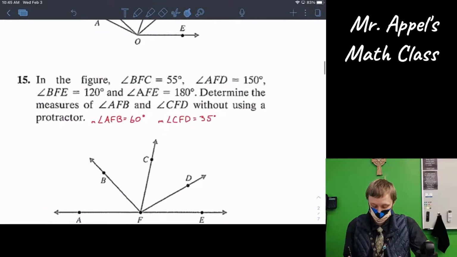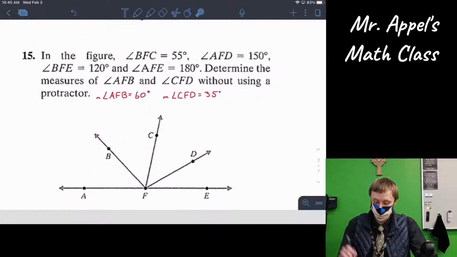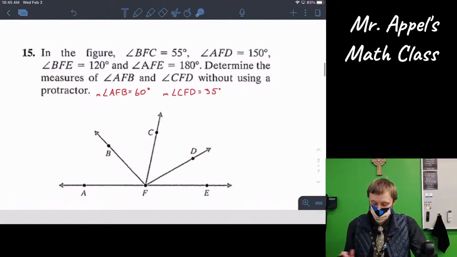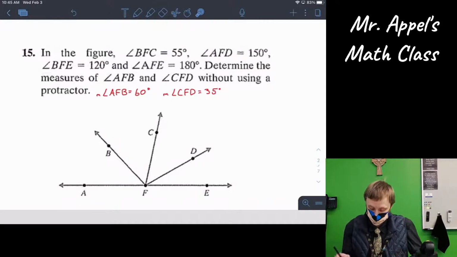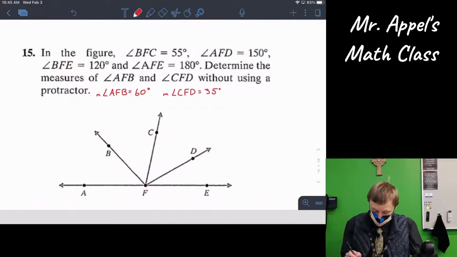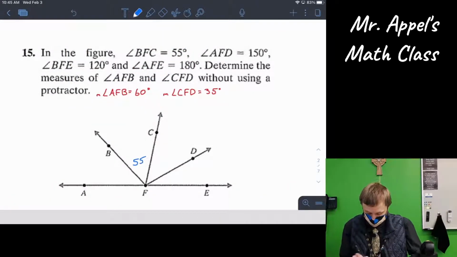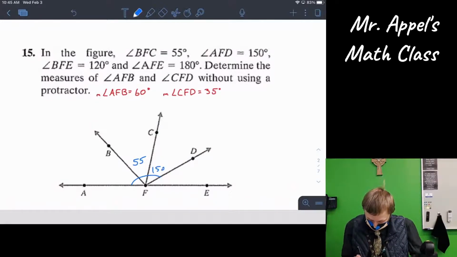Number 15. Here we have the classic: here are some angles, find the other measurements. They give you some measures here. BFC would be 55, AFD is 150, BFE is 120, and AFE is 180 over there, right?